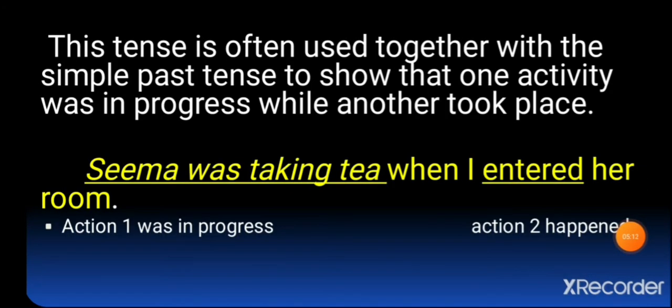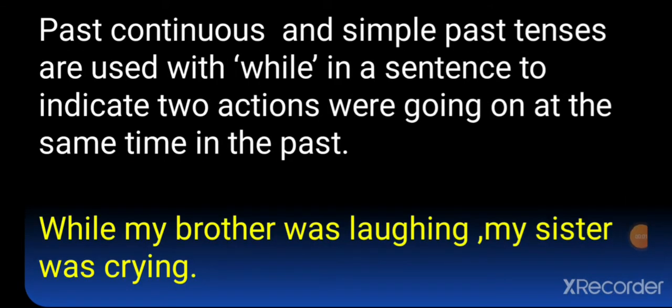We can take one more example. I was doing my homework when lights went off. I was doing my homework. Action 1 was in progress, that I was doing my homework, and the second action that happened is when lights went off. Okay students, past continuous and simple past tenses are used with while in a sentence to indicate two actions were going on at the same time in the past.